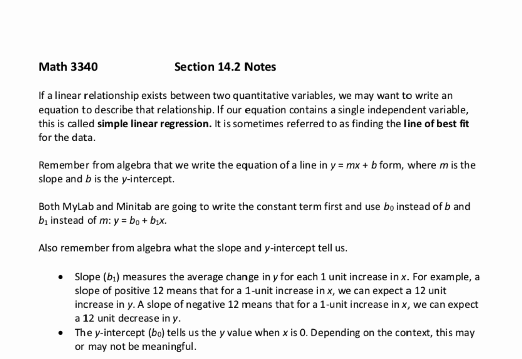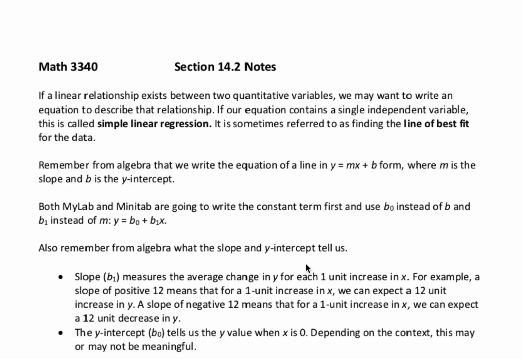In this video for section 14.2, we're going to talk about how to write an equation for a linear relationship between two quantitative variables. And if our equation consists of only one independent variable, we can call this simple linear regression. Later on, we're going to write equations that have multiple independent variables. But in this video, we're just going to have one. Sometimes this is called finding the line of best fit for the data.